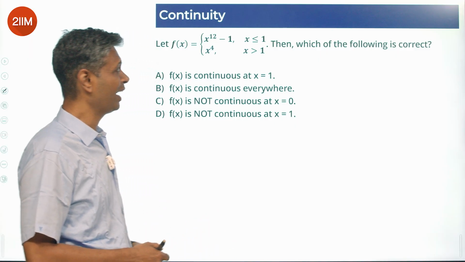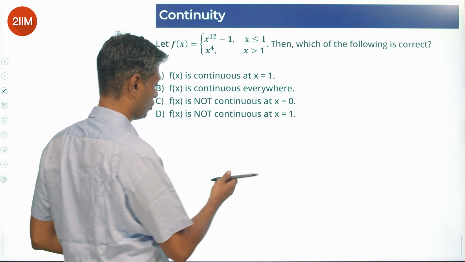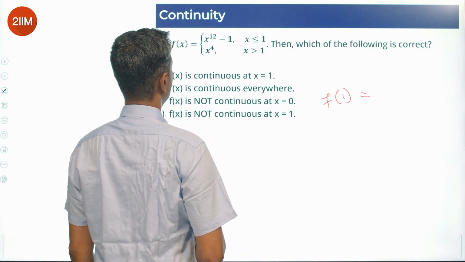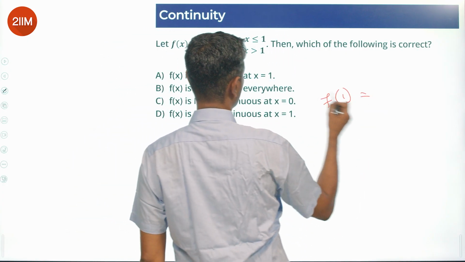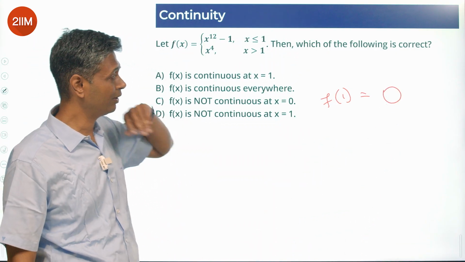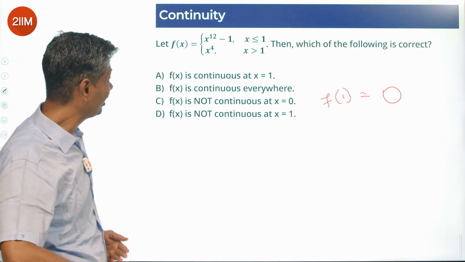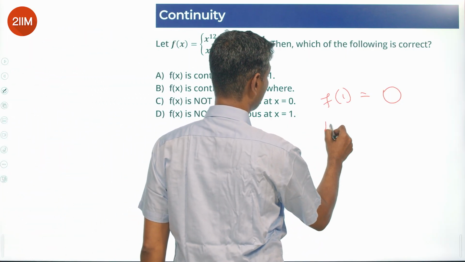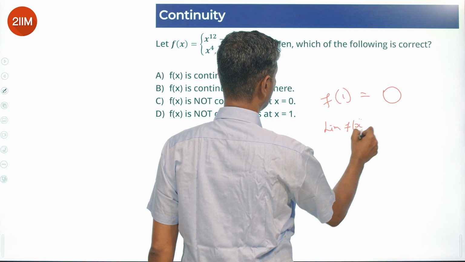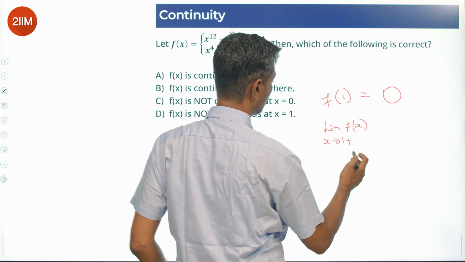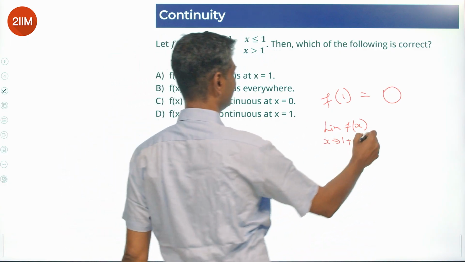So what do we say at x equal to 1? What is f of 1 equal to? f of 1 equals 1 minus 1, which is 0. The limit of this function going to 1 from the left will also be that. What is the limit when you come from greater than 1, x to the power 4? The limit of f of x coming from greater than 1 is 1.